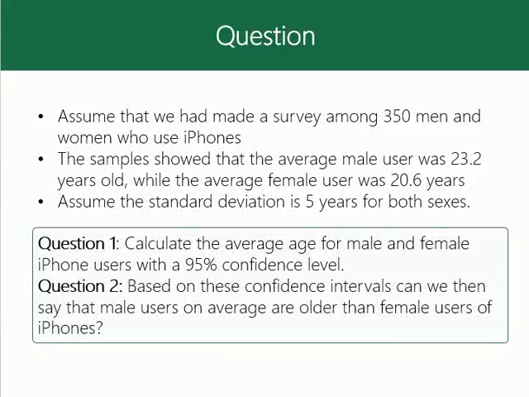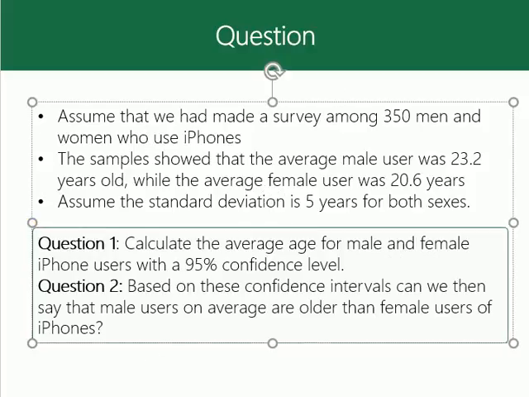Let's assume that we had made a survey among 350 men and women using iPhones. And the sample showed us that the average age of men was 23.2, whereas the average age of women was only 20.6 years. If we assume that the standard deviation of both sexes is 5 years, then the first question is to calculate a 95% confidence interval for the age of women and men using an iPhone.